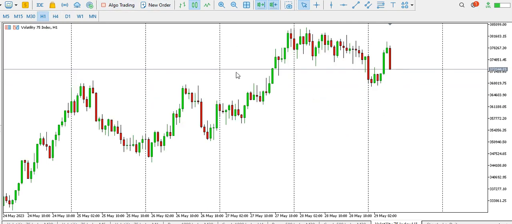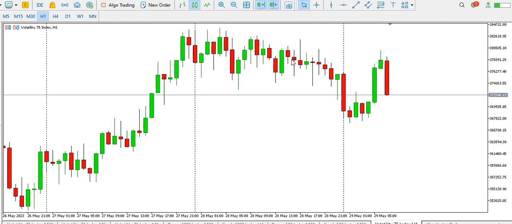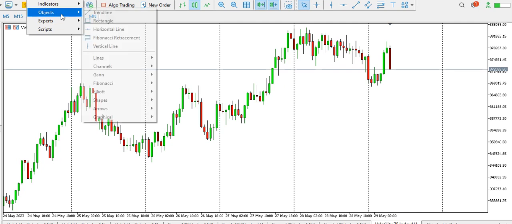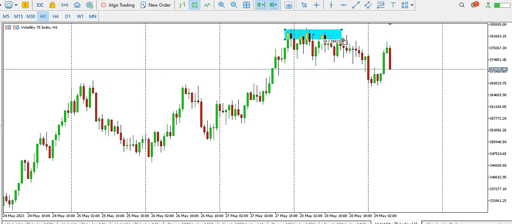On the 1-hour time frame, what do we have? We can see something like a double top forming. We have this particular top. Let's put this as the first top, and then we have this particular top as the second top. Now the neckline will be somewhere around here. If that gets broken, we might see price dropping below and then retesting that particular neckline for price to continue its downward movement.